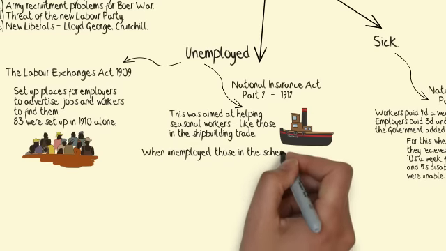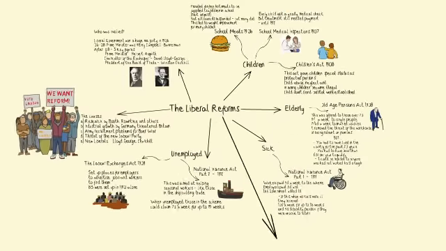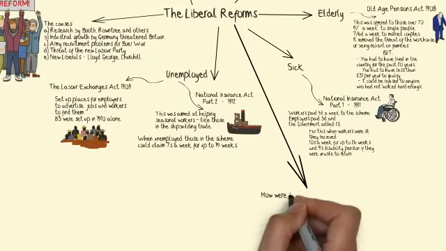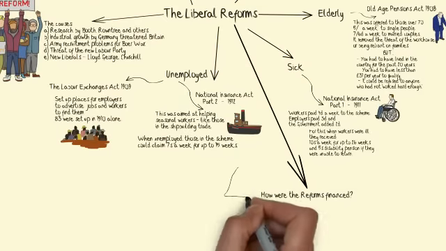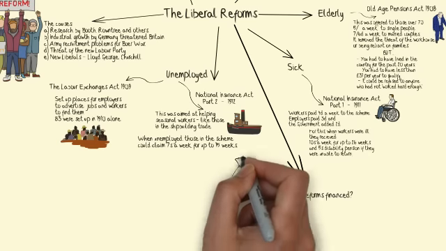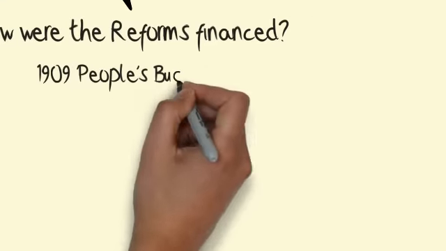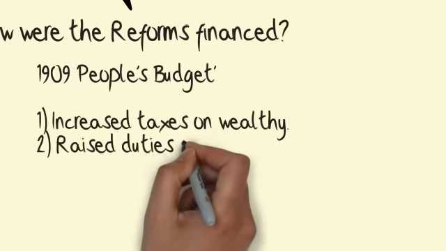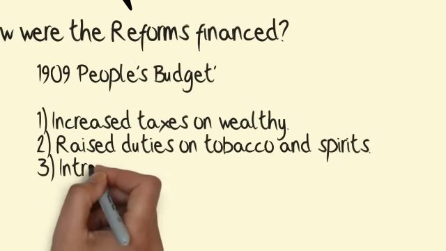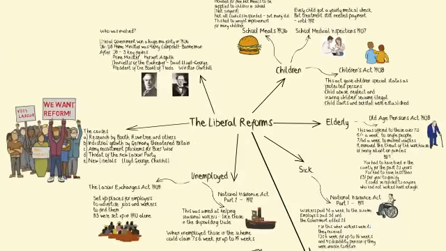However, all of these reforms needed to be paid for. So how were they financed? Well, in 1909, David Lloyd George introduced what he called the People's Budget. In it, he introduced a raft of legislation increasing taxes on the wealthy, raising duties on tobacco and spirits, and introducing tax on the profit from selling land.